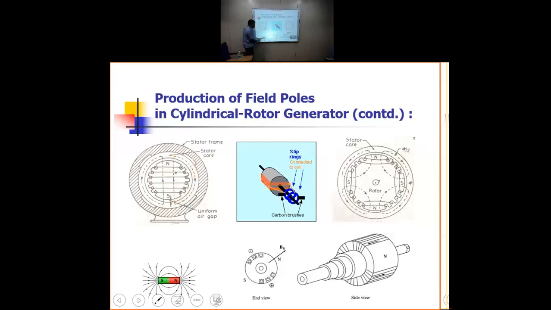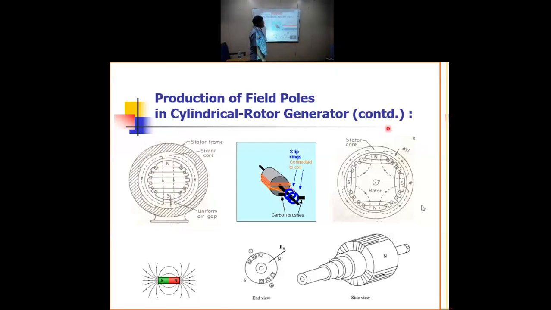Now consider a magnet, any magnet. Lines of force come out from the North Pole and enter into the South Pole. The similar thing is happening here. These lines of force are coming out from this end and entering here. So ultimately, North Pole is created here and South Pole is created here. In this way, North and South Poles are created in the cylindrical rotor structure.